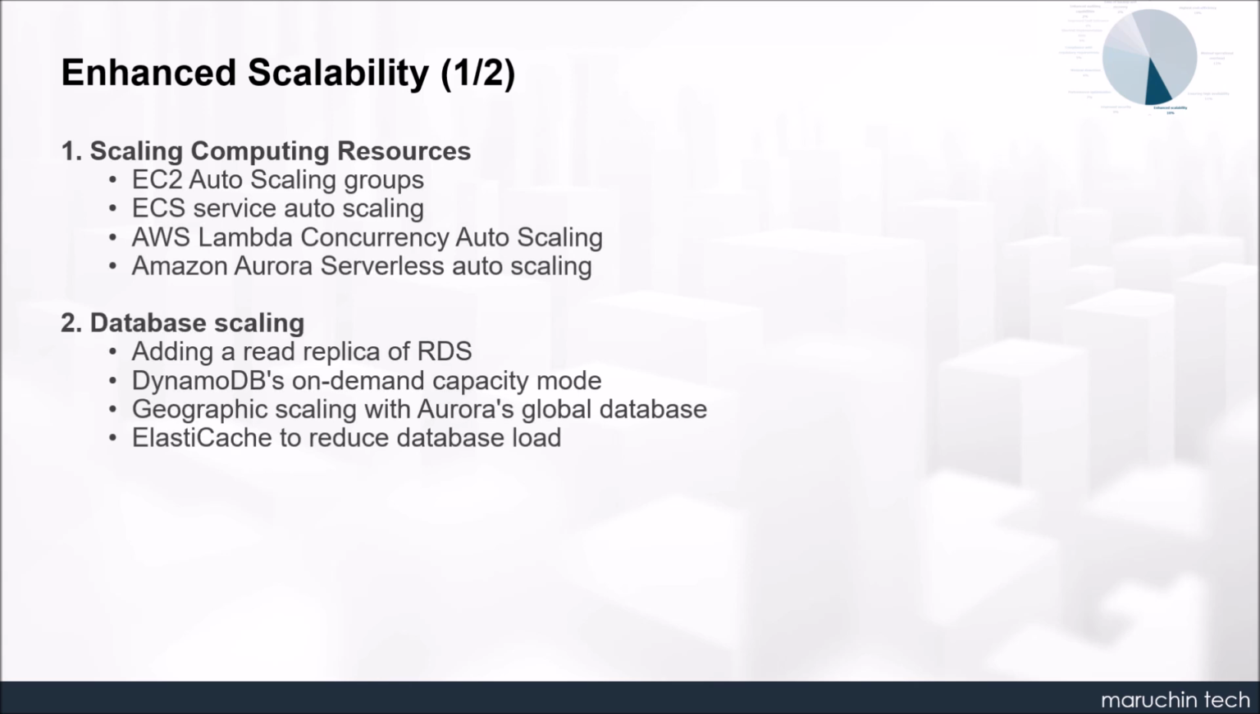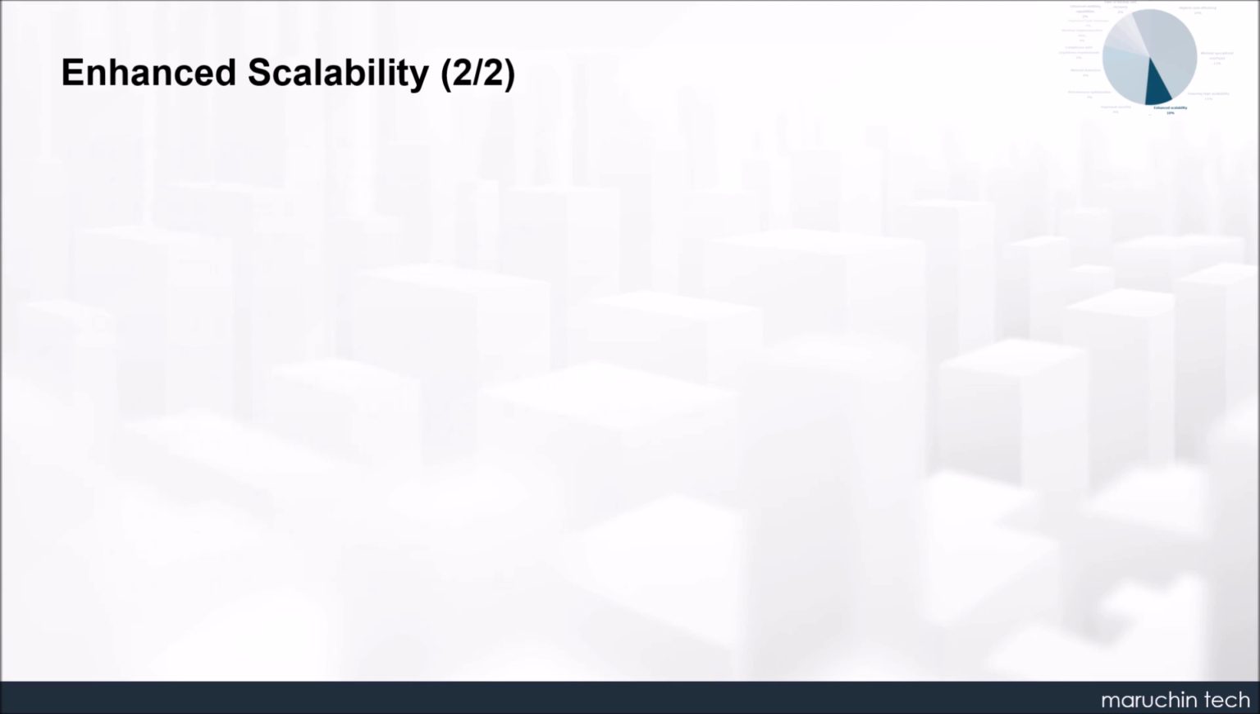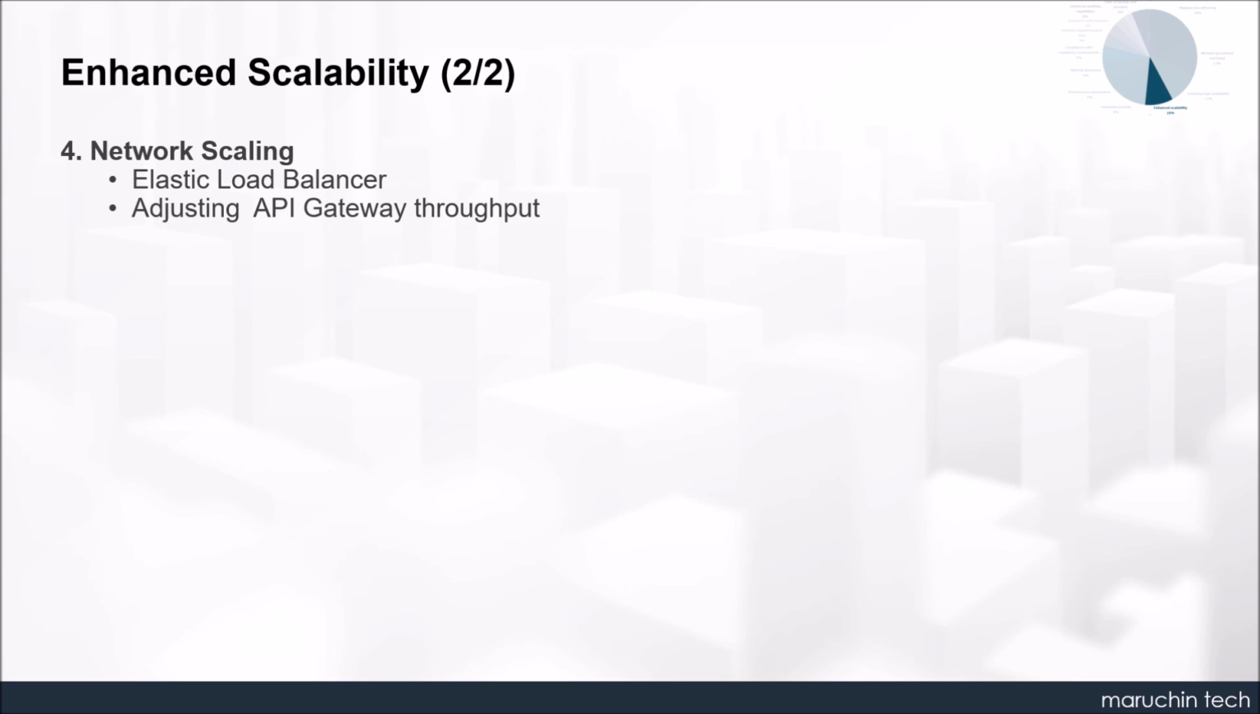A typical way of scaling is to use the auto-scaling feature. With auto-scaling, you can increase or decrease computing resources and database services as needed. You can also expand data capacity with storage services, but it is important to consider that this may increase the cost. And you can adjust for increases or decreases in traffic using the load balancer or API Gateway.